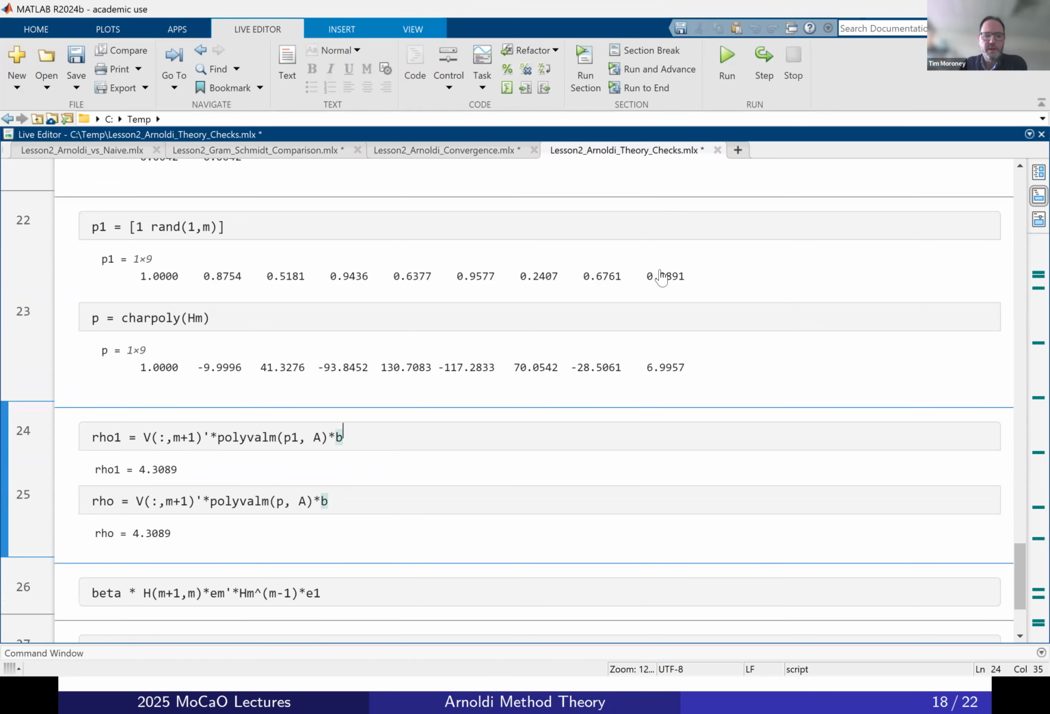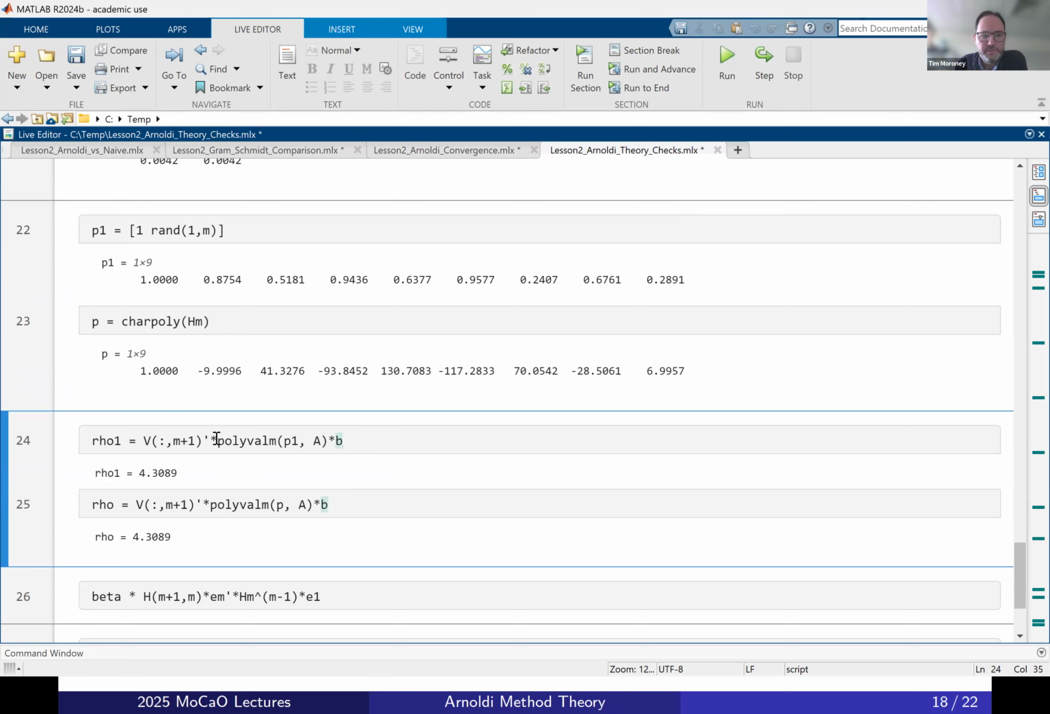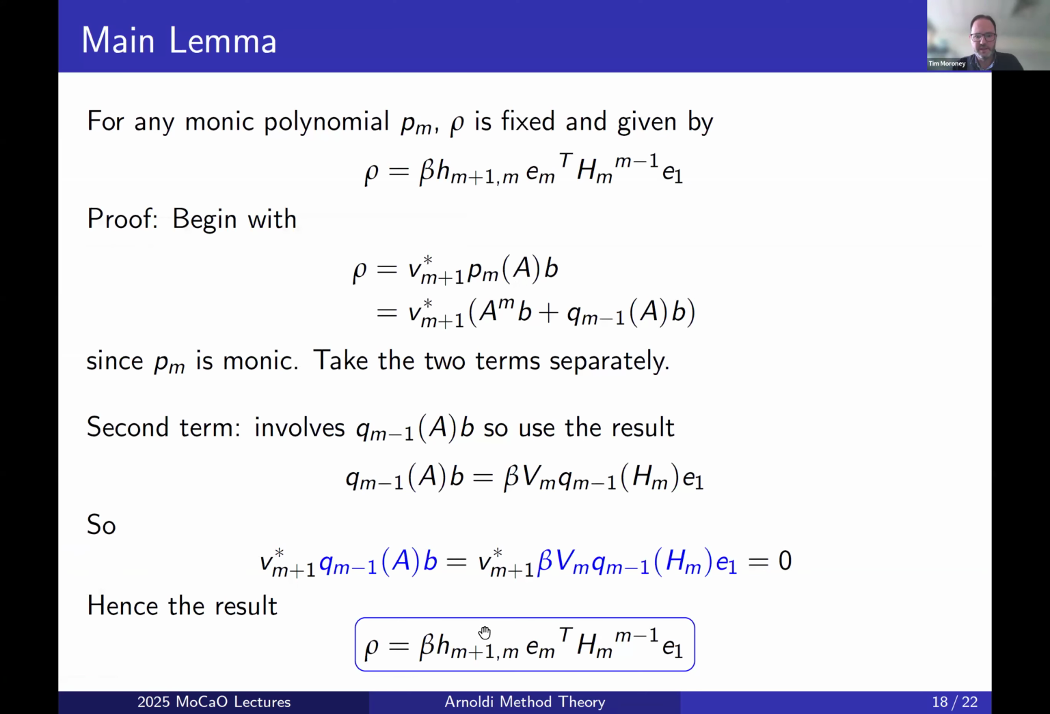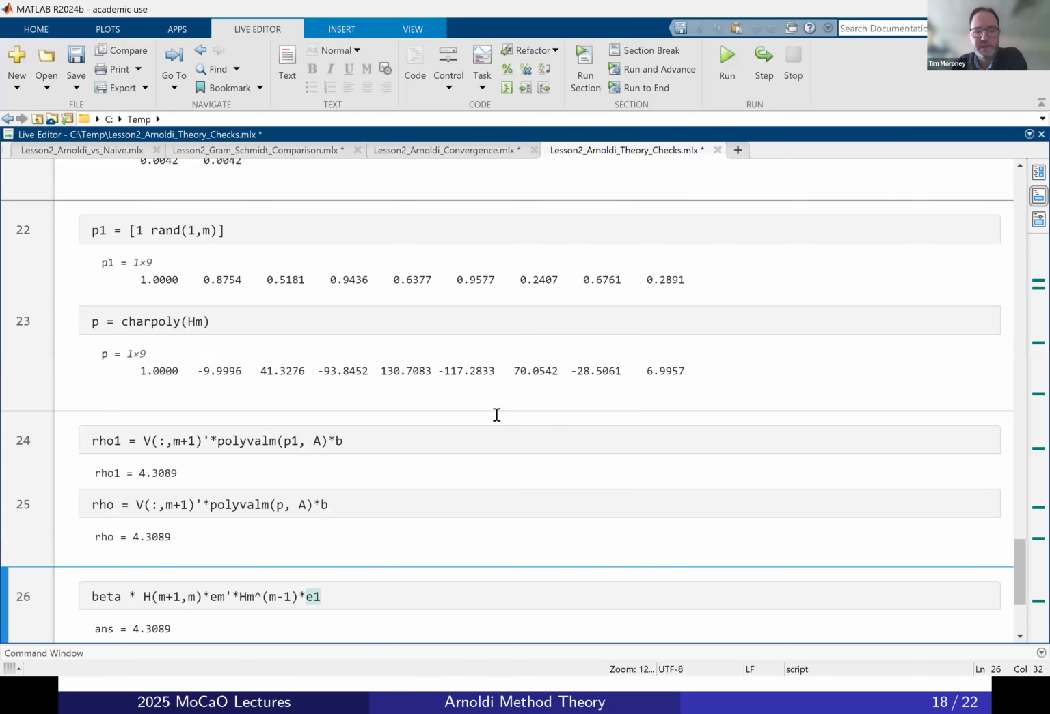Okay, so now let's calculate the P of A times B for both. All right, so we use polyval M for matrix, so we're substituting a matrix in here. Polyval M of P1A times B, and then Vm plus 1 star in front of it is this number for rho. And sure enough, for the second polynomial that I just called P, it's the same number for rho. Okay, and that number is this number. It's the beta times the Hm plus 1 Em transpose Hm to the power m minus 1 times E1. Okay, so that's a big mouthful, but that's the formula that we just worked hard to derive, and we can see we got it right.